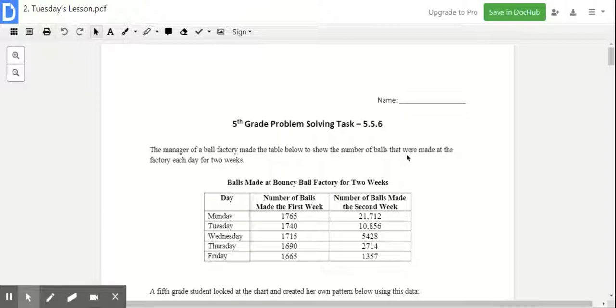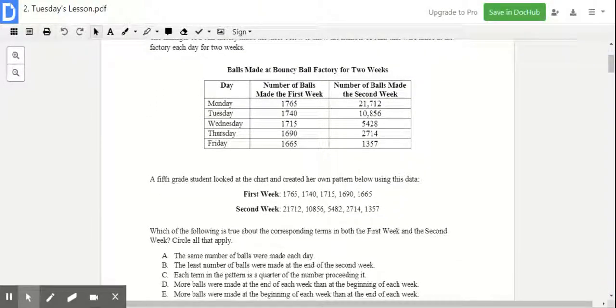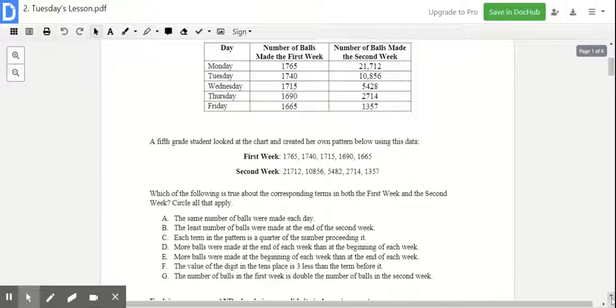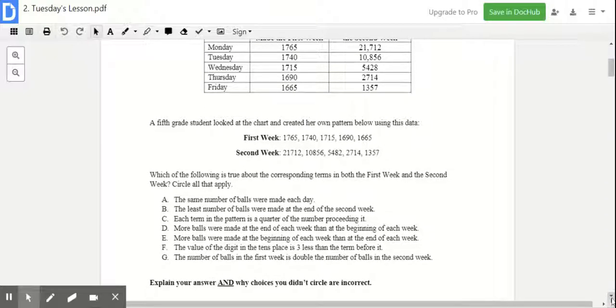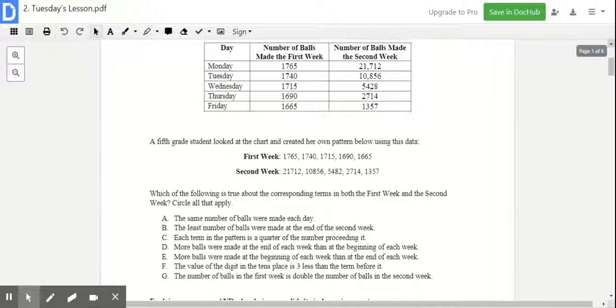Okay, so for today, you guys are going to be answering the PST, which says the manager of a ball factory made the table below to show the number of balls that are made at the factory each day for 2 weeks. So you have the days of the week, then what was made in the first week in the middle column, and what was made in the second week in the last column. You're analyzing this data, looking at the chart and the patterns. Then you're going to read A through G and circle all that apply for what is true with the patterns shown here.